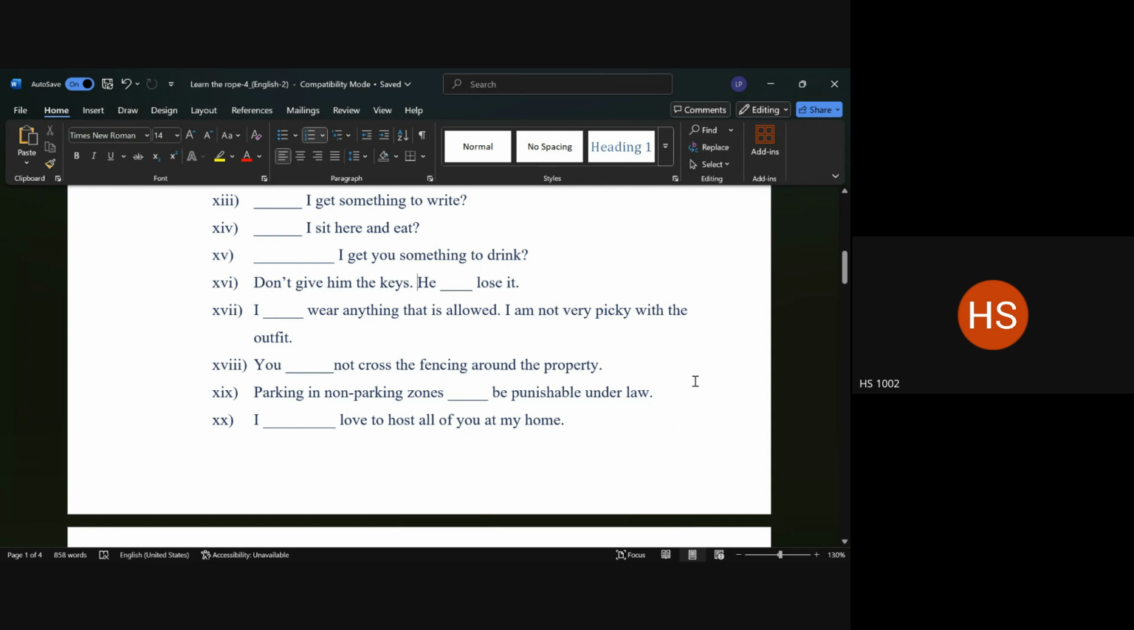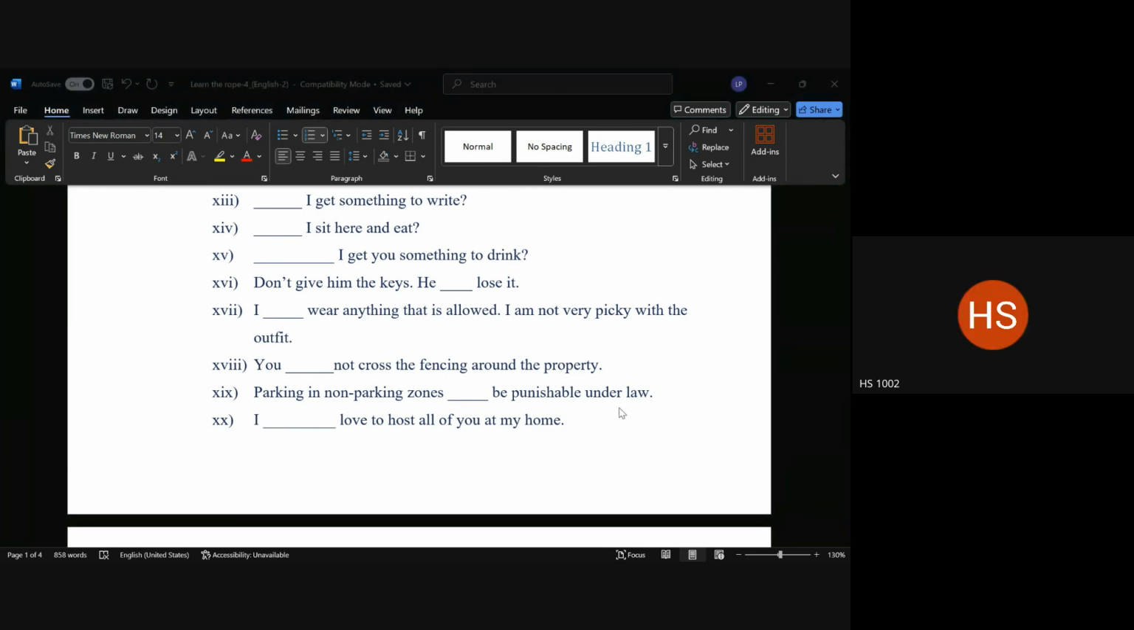Okay, so next is: parking in non-parking zones dash be punishable under law. May. Can. Parking in non-parking zones can be a possibility? No, but it's almost a sure thing. No, it's not a possibility. It's showing obligation, so it will be must. Parking in non-parking zones must be punishable under law.